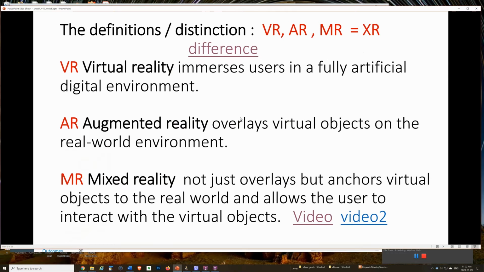What is this thing called XR? Well, you've probably heard of VR, virtual reality, which immerses you fully in an artificial digital environment. AR is augmented reality, where you're still seeing part of the regular world, and you're seeing an overlay of virtual objects. You can do that with your phone or an iPad or in other ways, and I'll show that in a second. And this conglomerate is mixed reality, which is not only overlays, but anchors virtual objects in the real world and allows you to interact with them.